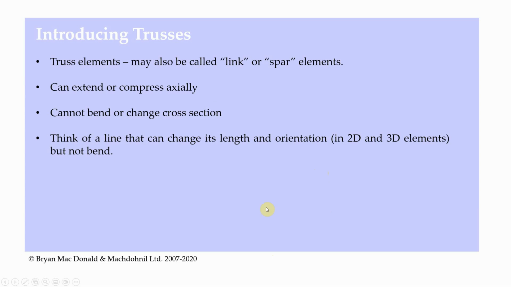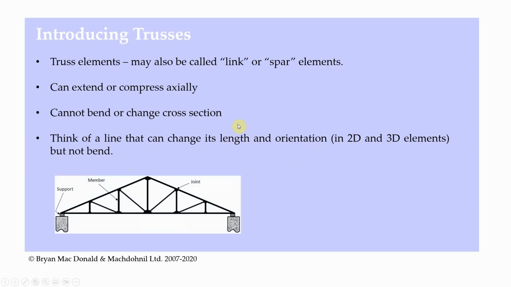So truss elements can also be called link or spar elements depending on the FEA software you're using, and they essentially can just extend or compress axially. So that's all they can do. They get longer or shorter along their own axis. They cannot bend and they cannot change cross section. So think of a line that can change its length and orientation in 2D and 3D cases, not in 1D obviously, but cannot bend.